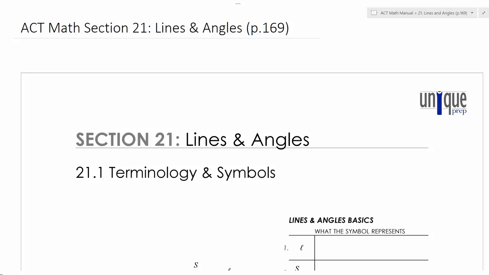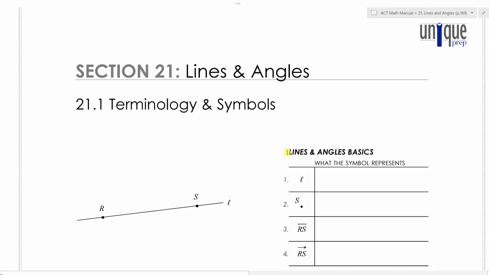This is the ACT Math Manual, section 21, which deals with lines and angles. So this is one of our first geometry sections, and it is probably the most basic geometry section. A lot of what we go over here will just be review, and hopefully we'll be moving fairly quickly.